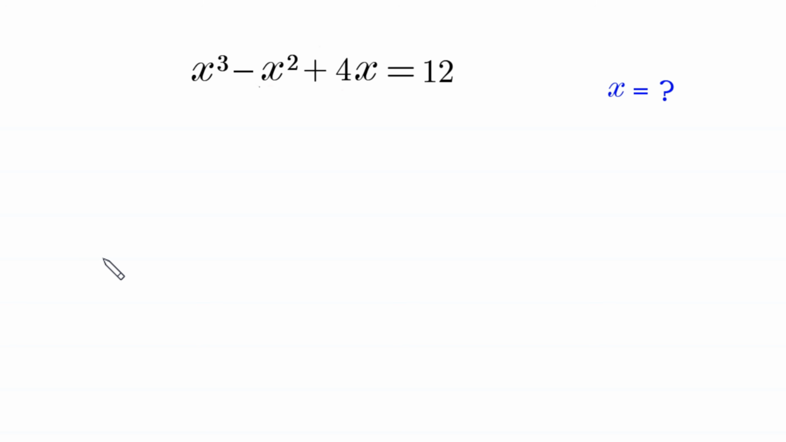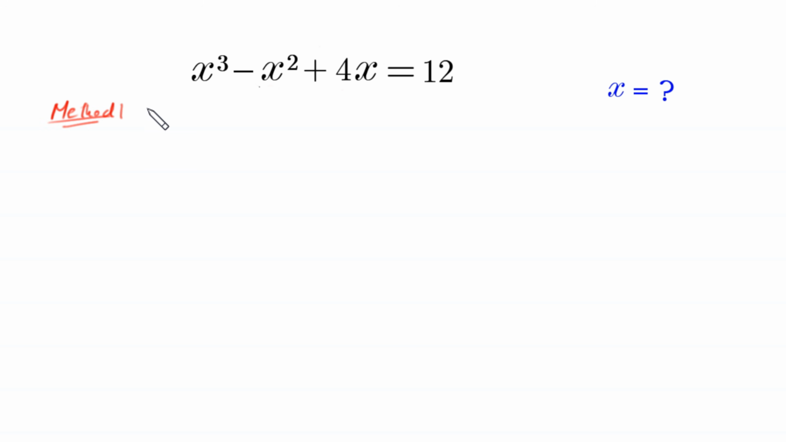Hello, welcome to how to solve this very nice cubic equation. x cubed minus x squared plus 4x is equal to 12. We need to find all possible values of x. We will solve it by two methods, so let's start with method 1.